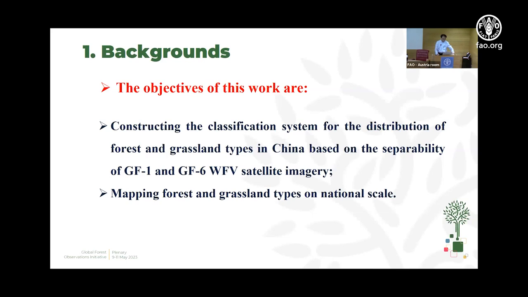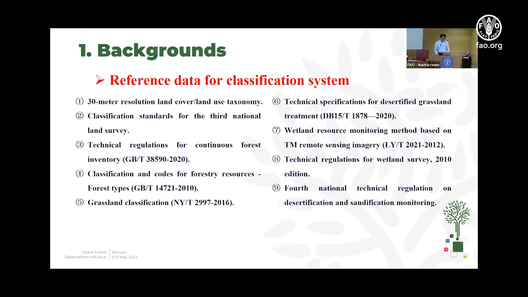Going back to my talk, the objective of my work is first to build a classification system, then use Chinese satellites to map forest and grassland on a national scale. We also use a lot of reference data. For constructing the classification system, we used some national standards and some industry standards.